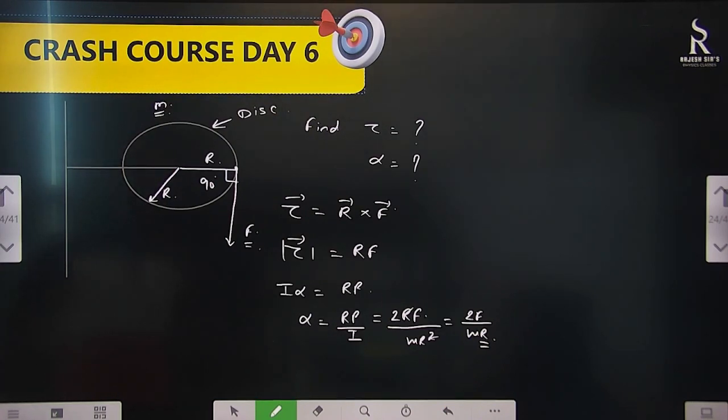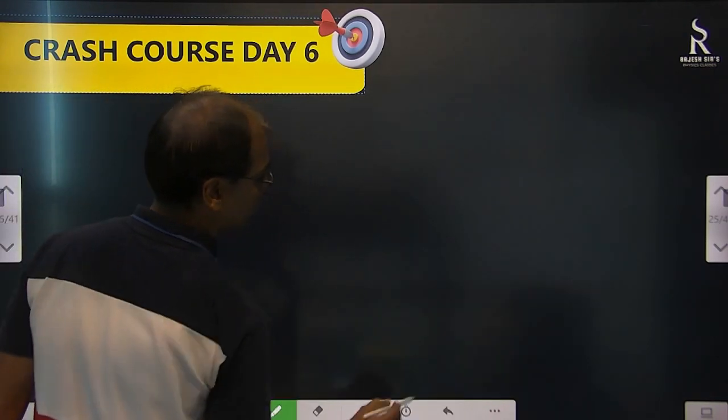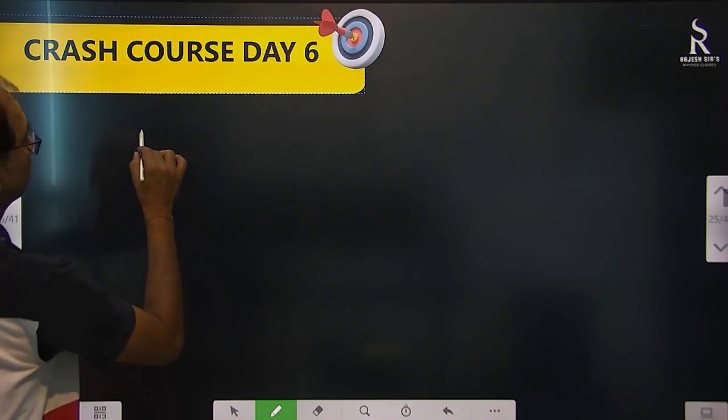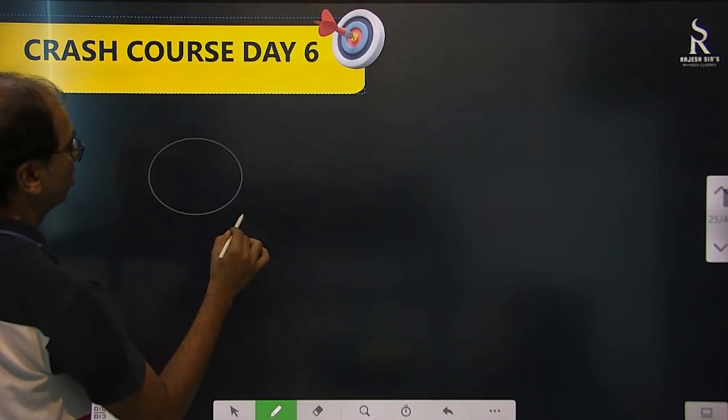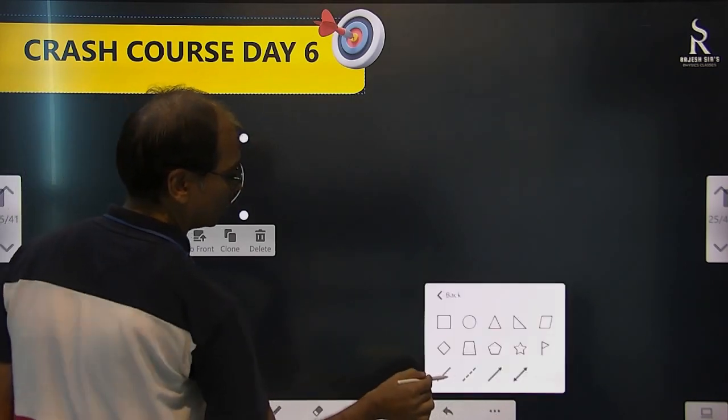Clear? One more question we can solve. What question is there? Let's see. Okay, one more disk is there, and we fixed it one more time in the same way.